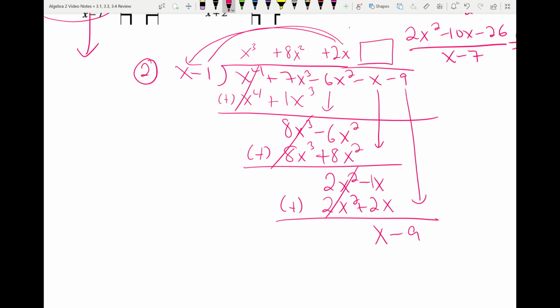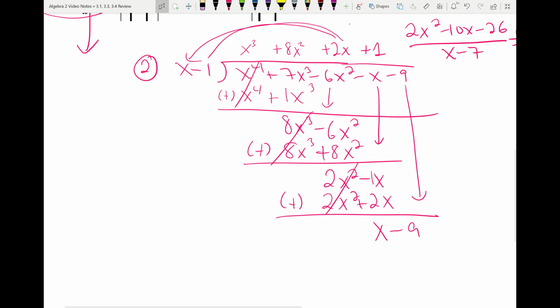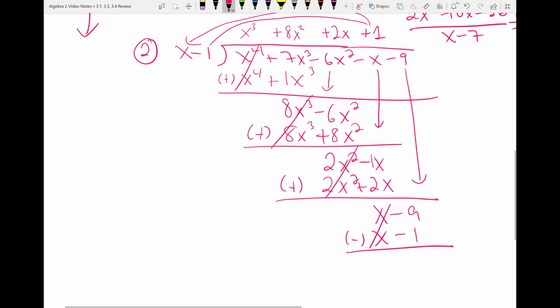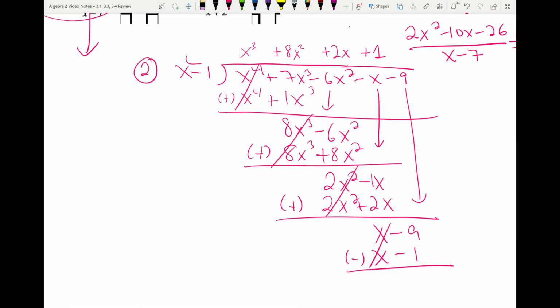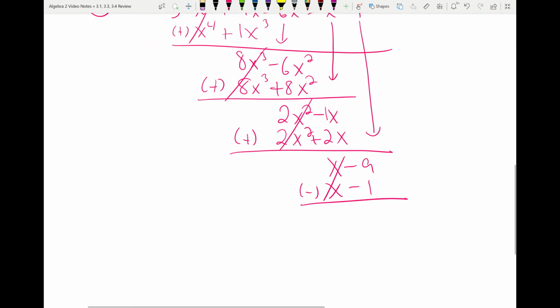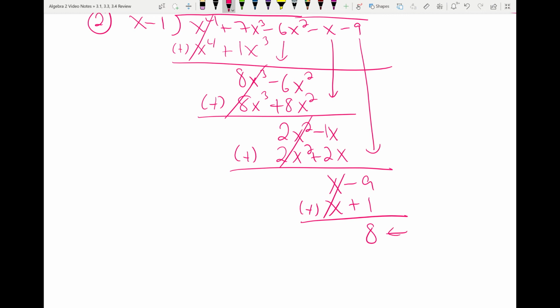So what times x is going to give you x? That will just be positive 1. So now we have 1 times x is x. 1 times negative 1 is negative 1. Subtract. First two terms cancel. And these become the double negative, so it's a positive. So negative 9 plus 1 is 8. So that's our remainder.